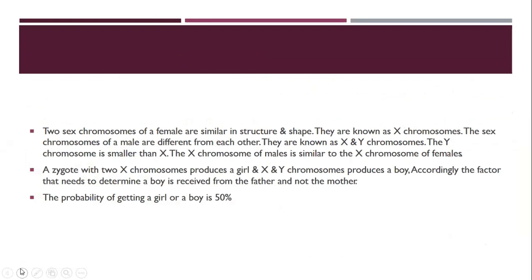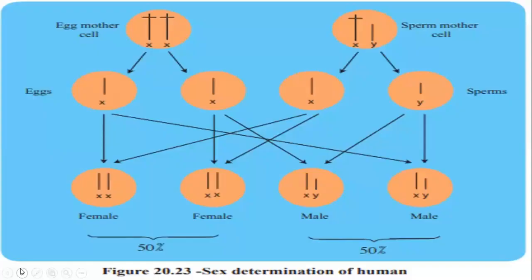The X chromosome of males is similar to the X chromosome of females. A zygote with 2 X chromosomes produces a girl and with a Y chromosome produces a boy. Accordingly, the factor that determines a boy is received from the father and not the mother. The probability of getting a girl or boy is 50-50%. This is how the gender is determined. I have included it in this diagram.